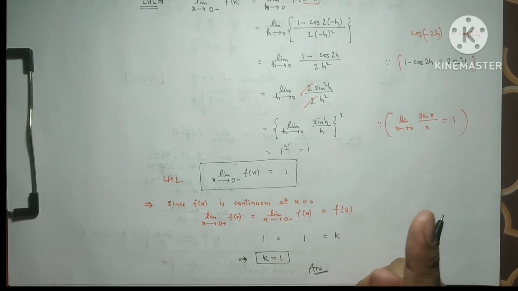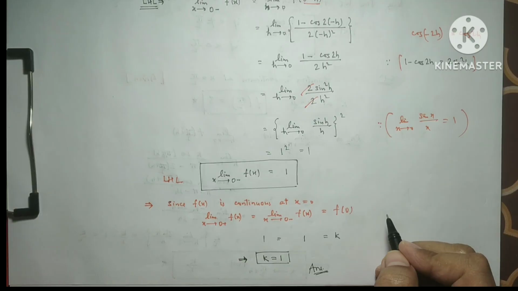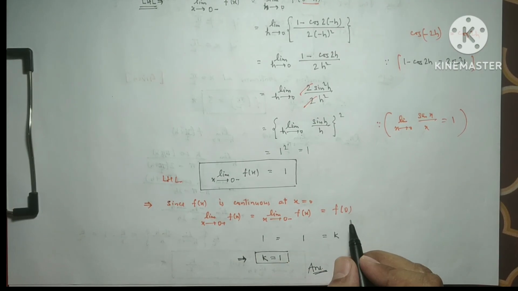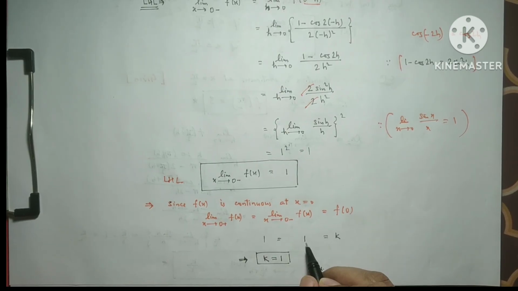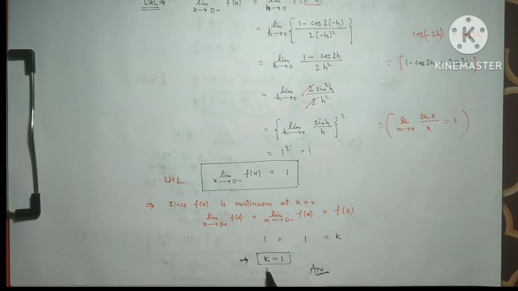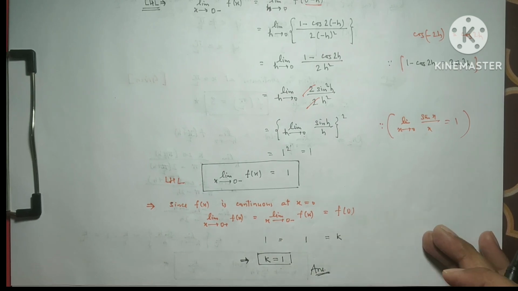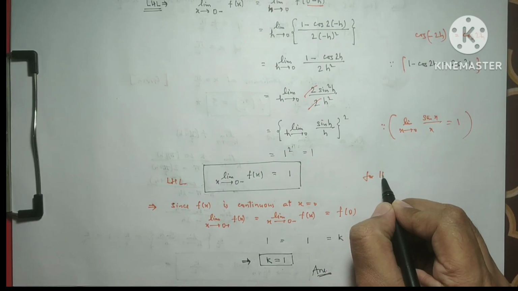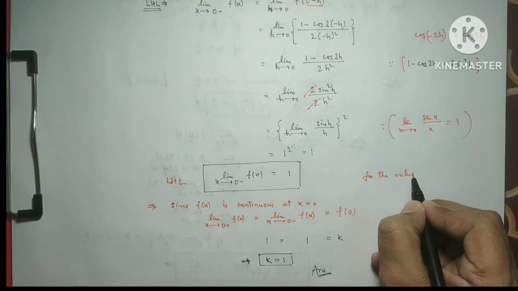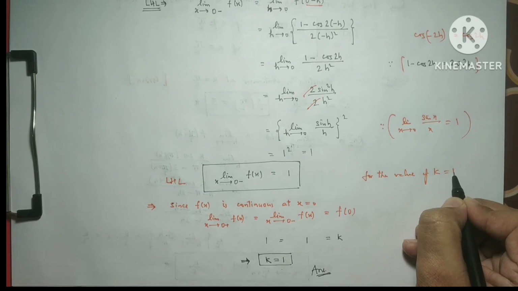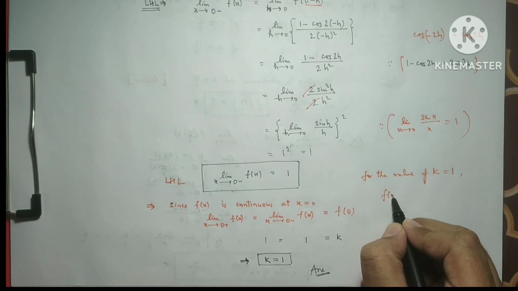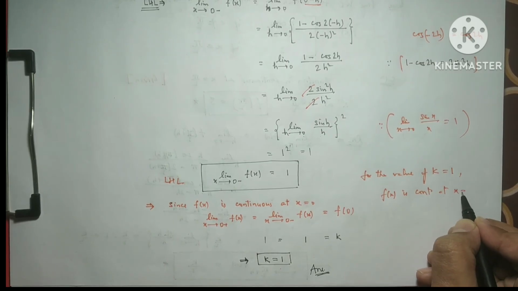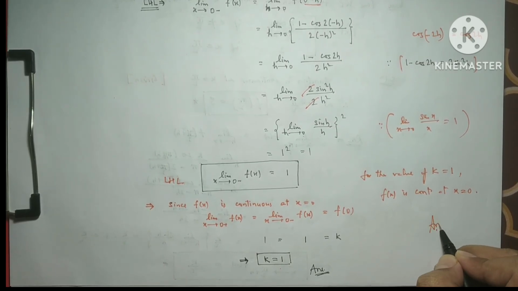So we have three values: right hand, left hand, and at the point. The right hand value is 1, the left hand value is 1, and the value at the point is k. It means k equals 1. So when k is 1, the function is continuous at x equals 0. So for the value of k equals 1, the function is continuous at x equals 0. So this is the answer.